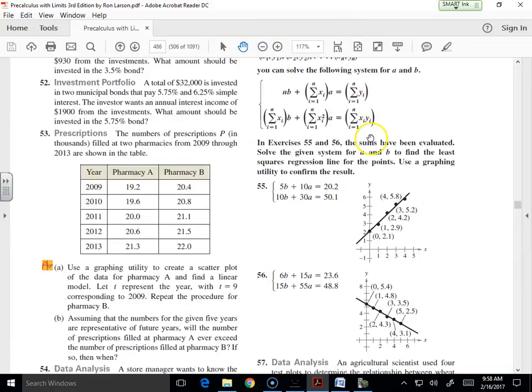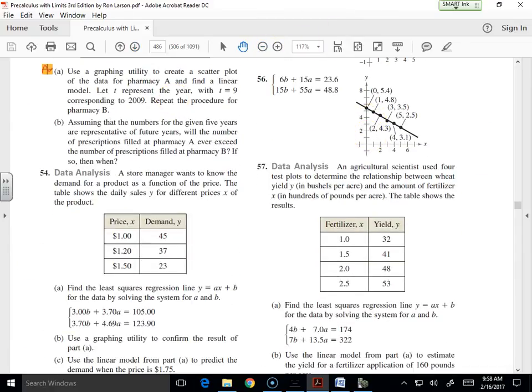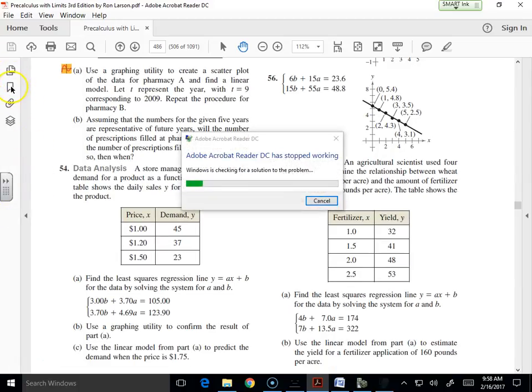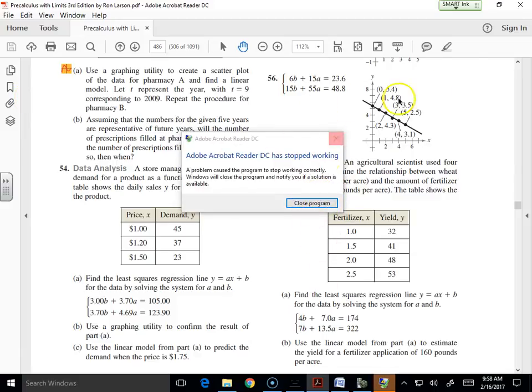What section am I in right now? Systems of equations? I got rid of my table of contents there. Oh no, not here. There, okay. Take 2.